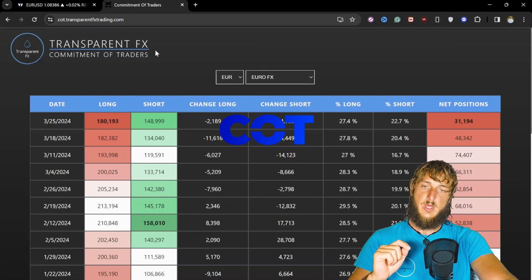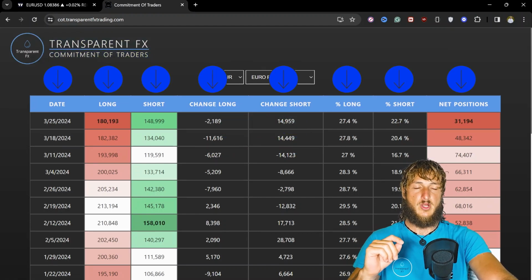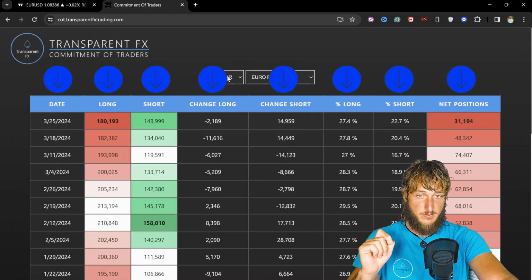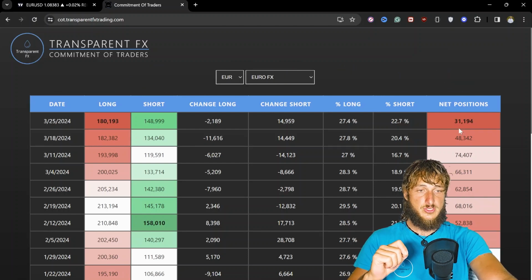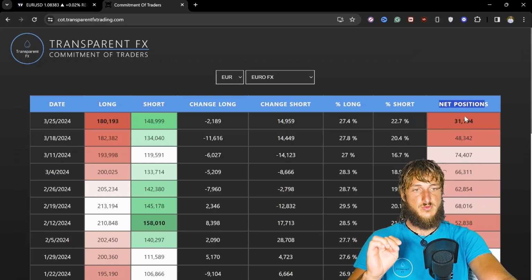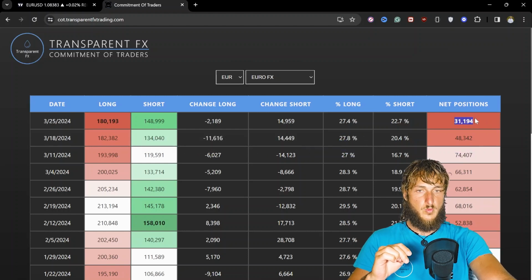However, if we go and see what we have when it comes to the commitment of traders, so what hedge funds and the big players in the market are doing, and we check the data exactly for the euro, we see that institutional longing has not started yet. In fact, what we can notice is that net positions with the last reports have actually been decreased. We went from having 74.4k to 31.1k net positions.